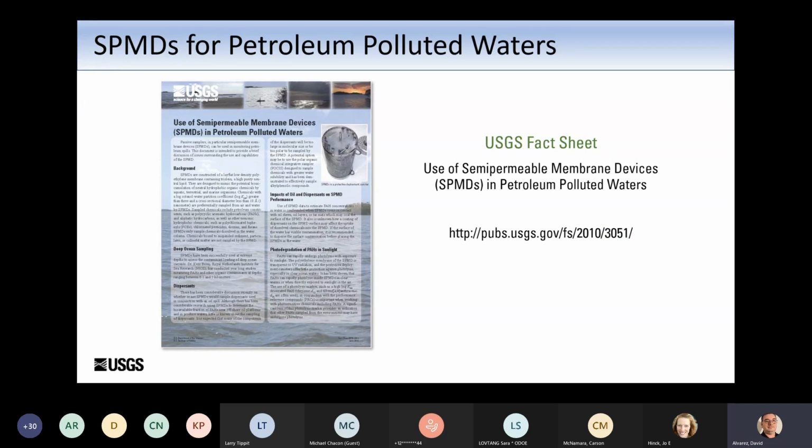In 2010, a fact sheet was prepared by USGS to provide a basic overview of using SPMDs to sample oil spills. This fact sheet also provides some practical considerations to aid users in designing their studies.